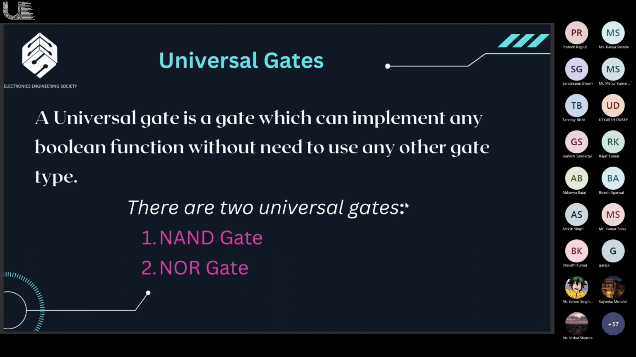There are two logic gates, NAND gate and NOR gate. The speciality of these two logic gates is that we can implement any other logic gate, be it AND, OR, NOT, XOR, XNOR, whatever logic gate we need, using some combination of NAND gates and NOR gates. Hence, they are known as universal logic gates because any other logic gate can be implemented using these two logic gates, NAND gate and NOR gate. NAND gate is the complement of the product of the inputs, and NOR gate is the complement of the sum of the inputs.